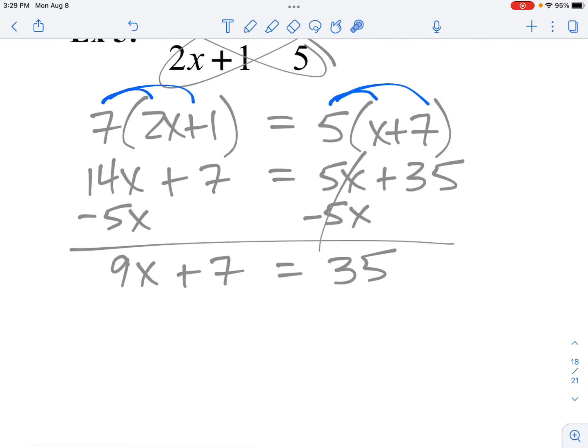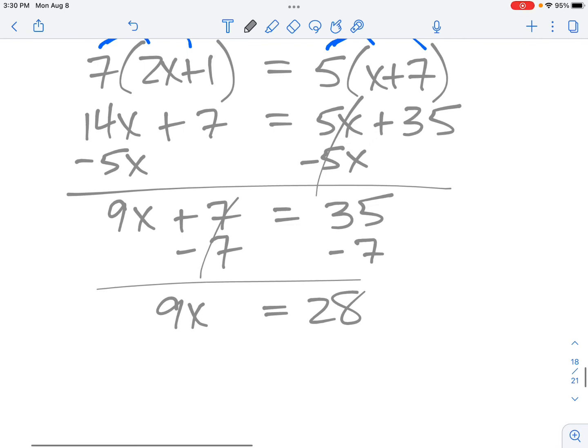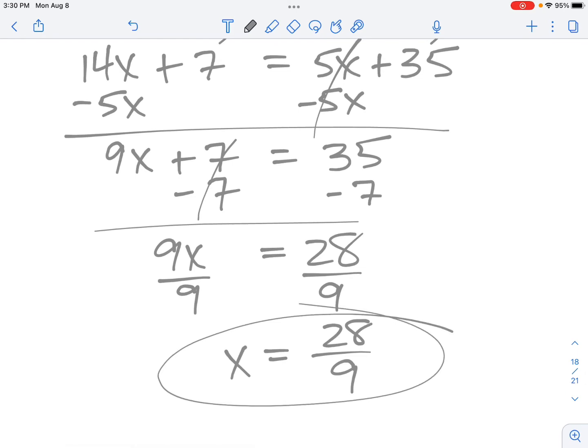Now I need to try and get this x all by itself, so I'm going to subtract 7 from both sides. The opposite of plus 7 is minus 7. I still have 9x, I still have my equal sign, and 35 minus 7 is 28. Opposite of times 9 is divide by 9. So divide by 9 on both sides. X equals 28 over 9. I'm just going to leave it like that.